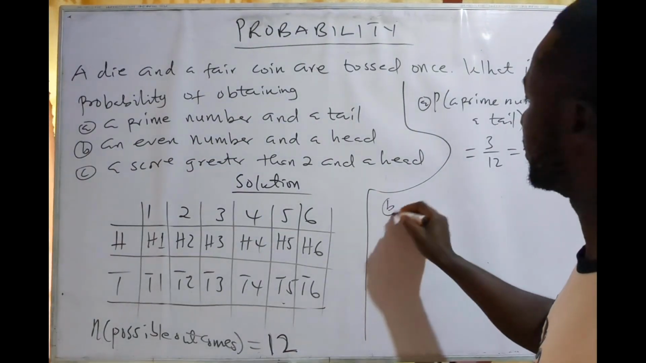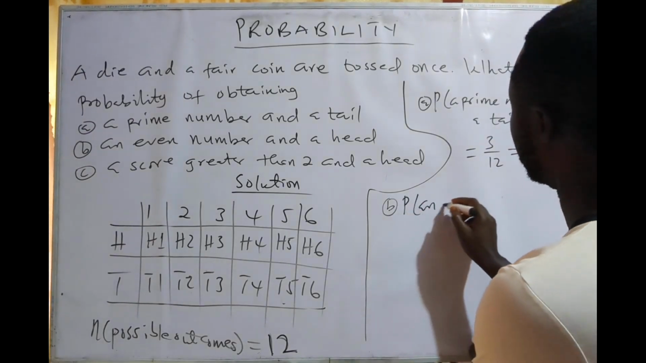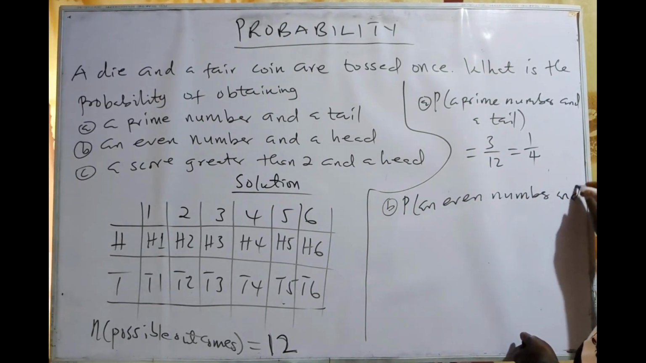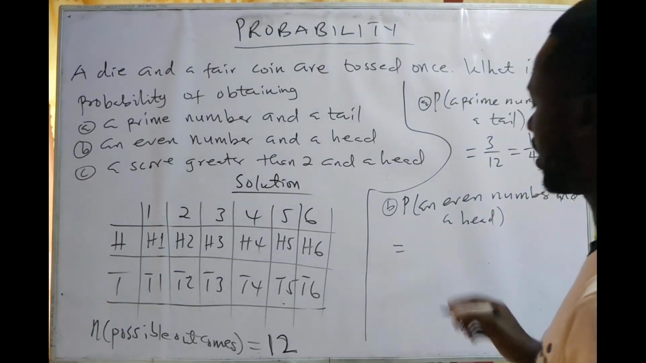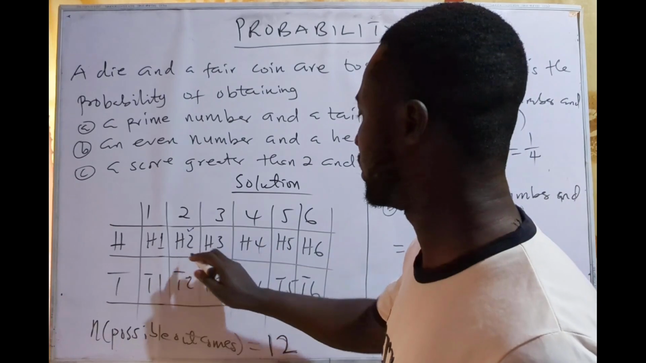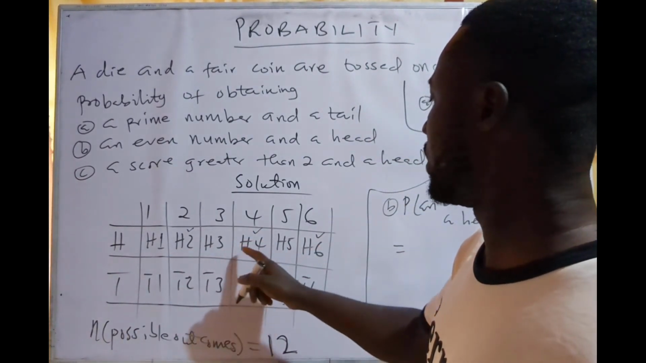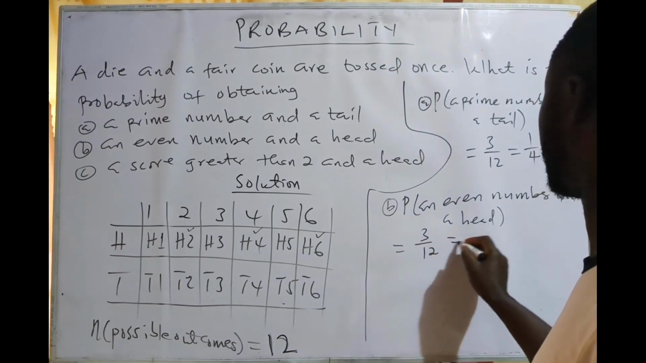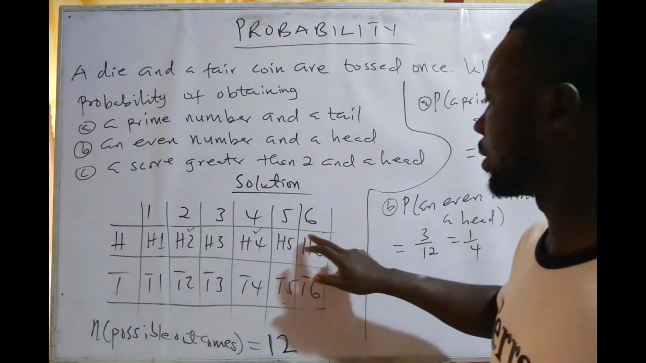Okay, B, an even number and a head. Probability of an even number and a head. 2 is an even number, 4 and then 6. So this is an even number and head, even number and head, even number and head. So that is also 3 out of 12, and that's the same 1 over 4.